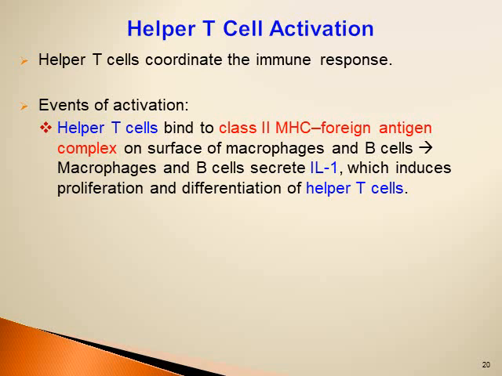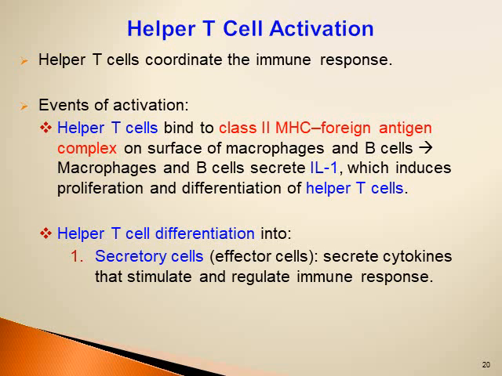Now after binding, the macrophages and B cells will secrete interleukin-1, which induces the proliferation and differentiation of helper T cells. Helper T cells differentiate into secretory cells. We call them also the effector cells. They release cytokines that stimulate and regulate the immune response, and also they differentiate into memory cells. So the next cell-mediated immune response, when the same antigen is encountered, will be faster and more efficient.